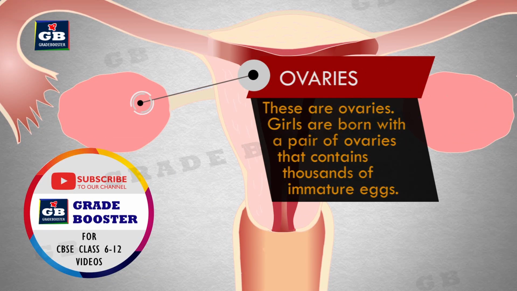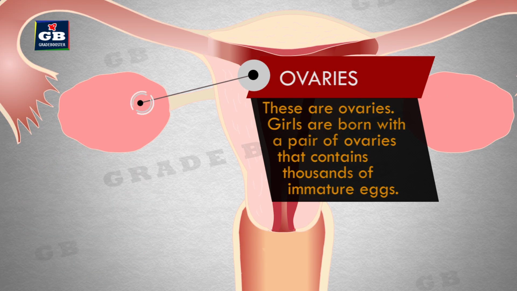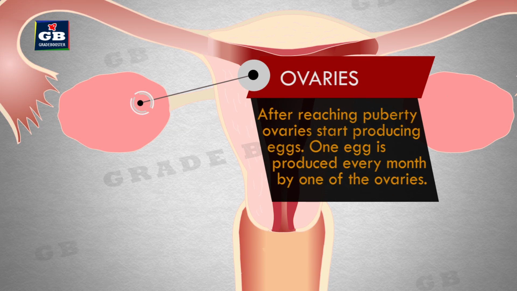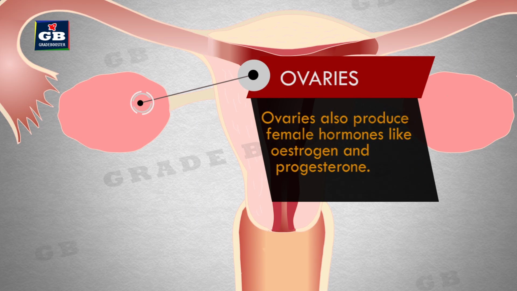Ovaries. Girls are born with a pair of ovaries that contain thousands of immature eggs. After reaching puberty, ovaries start producing eggs. One egg is produced every month by one of the ovaries. Ovaries also produce female hormones like estrogen and progesterone.